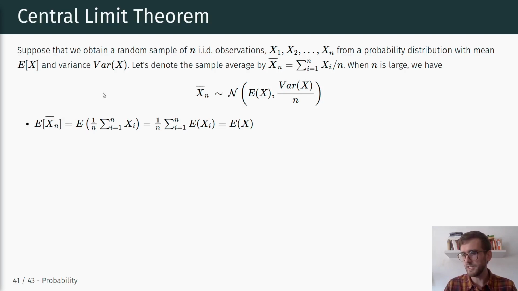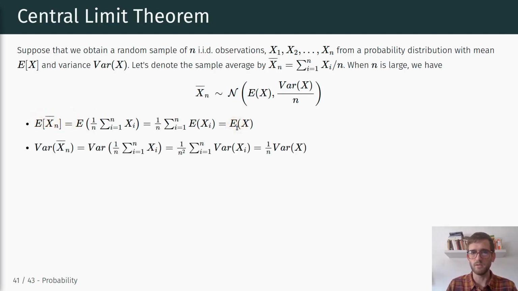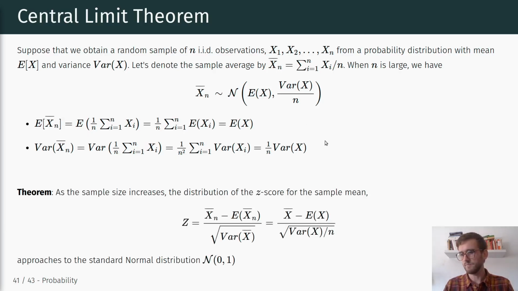Of course, the expectation of x bar is equal to the expectation of x, and the variance of this distribution, we can solve by plugging in the formula for x bar, and we get 1 divided by n times the variance of x, and this is the variance that we have right here.